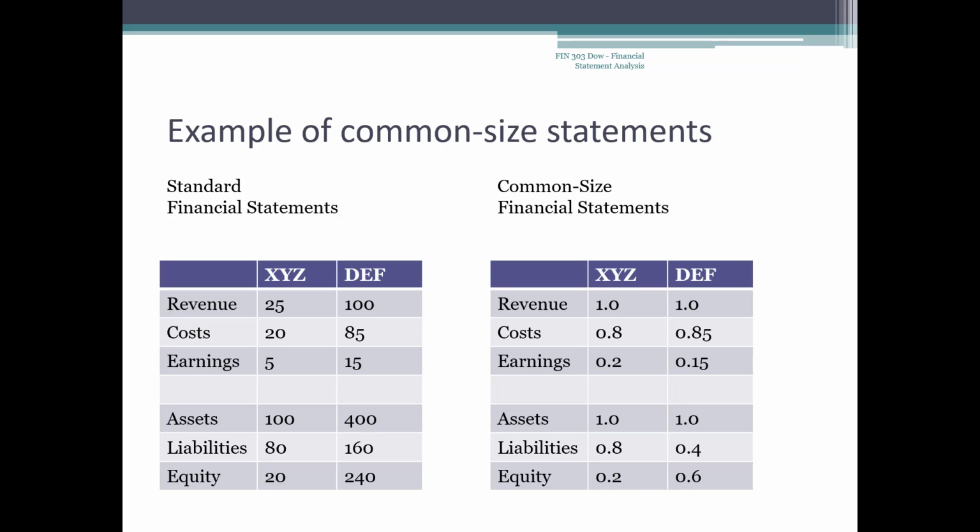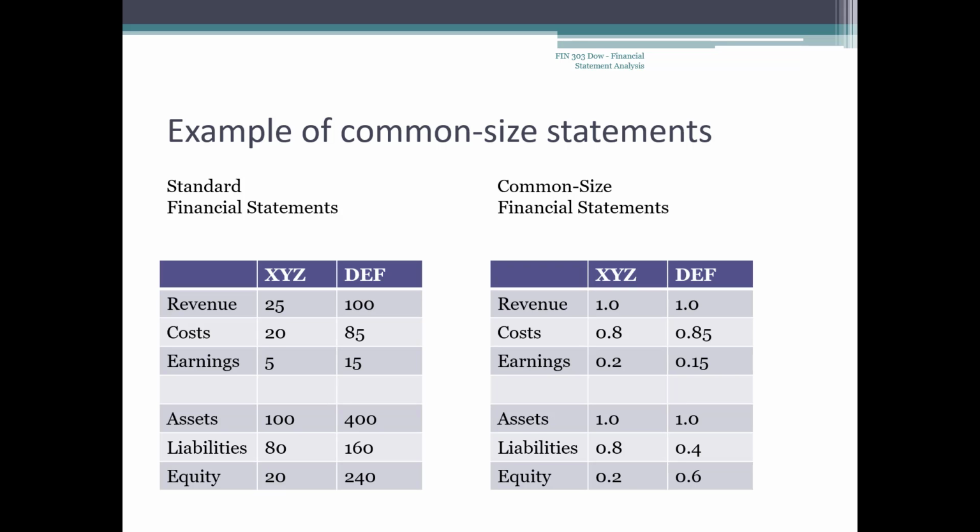In this example, we are comparing two companies, XYZ and DEF. DEF is a much larger company with 3 times the earnings and twice the amount of debt. But we want to know which company has the higher profit margin and the most debt, controlling for size. On the left-hand side are the standard financial statements with a simple income statement for both companies on the top and the balance sheet on the bottom.